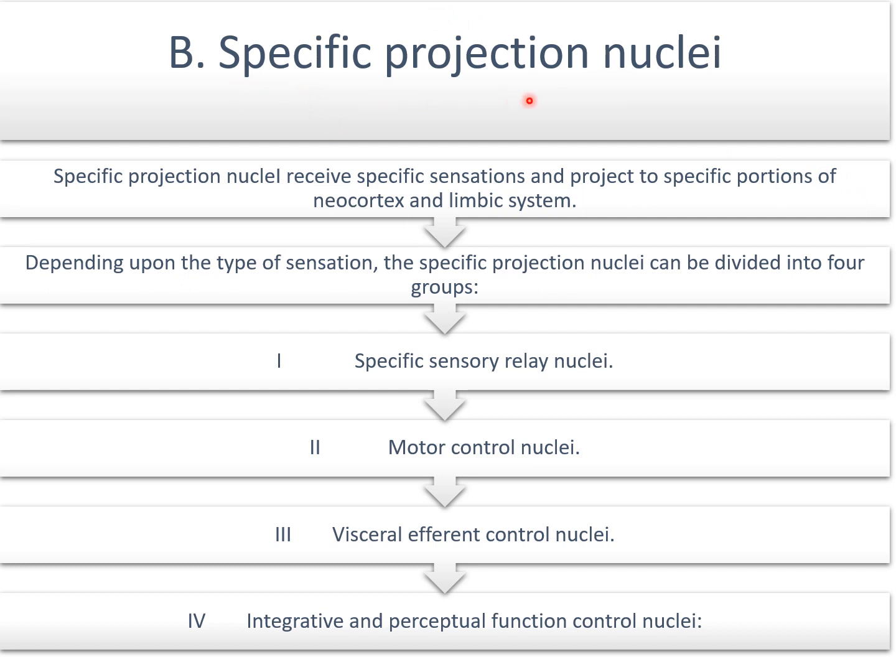Now, specific projection nuclei receive the specific sensation and project to a specific portion of the neocortex and limbic system. Depending upon the type of sensation, the specific projection nuclei can be divided into four groups: specific sensory relay nuclei, motor control nuclei, visceral efferent control nuclei, and integrative and perceptual function control nuclei.